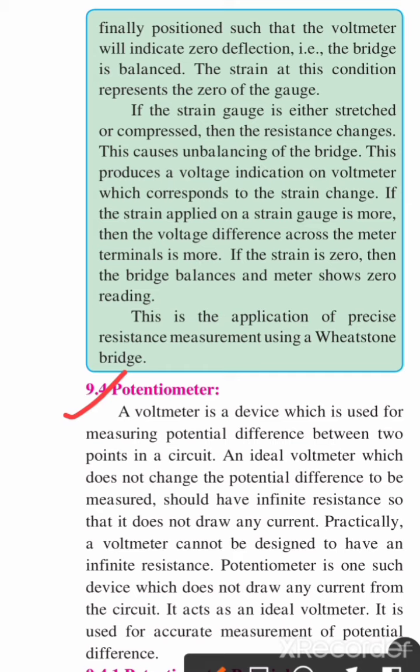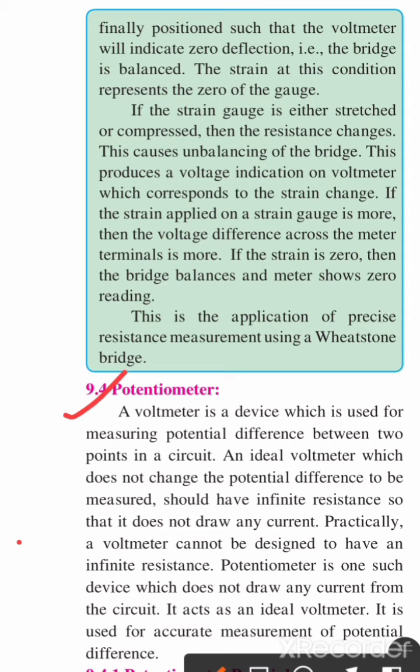If we measure potential difference between two points in any circuit, then we generally use a voltmeter. An ideal voltmeter, which does not change the potential difference to be measured, should have infinite resistance so that it does not draw any current. But in practice, it is not possible. Practically, a voltmeter cannot be designed to have infinite resistance. So a potentiometer is used in place of a voltmeter.